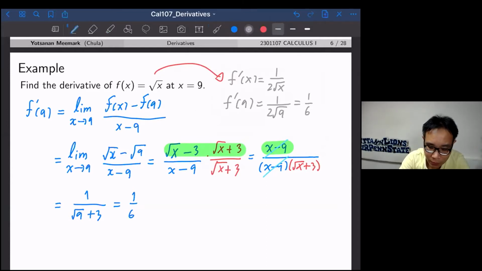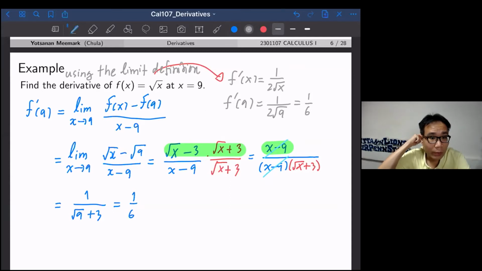So this one is going to be using the limit definition. If the question asks you to use the limit definition, this is the correct way to do it. This is the way to use the limit definition in order to find the derivative. If the question asks you to just differentiate, it's going to be here, 2 lines.